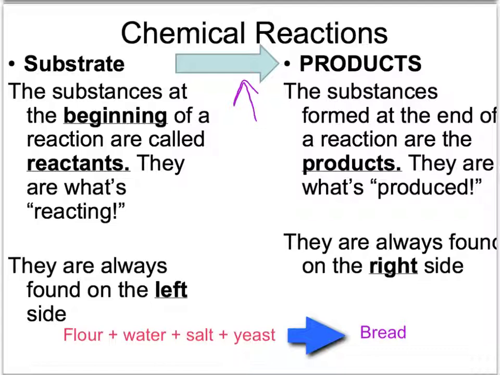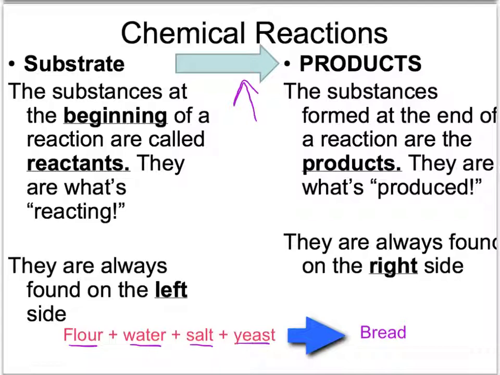So if we use the example below, water, salt, yeast, and flour give you bread, the substrate or reactants are the water, salt, yeast, and flour. They are what you are reacting or what you're combining at the start of the experiment.